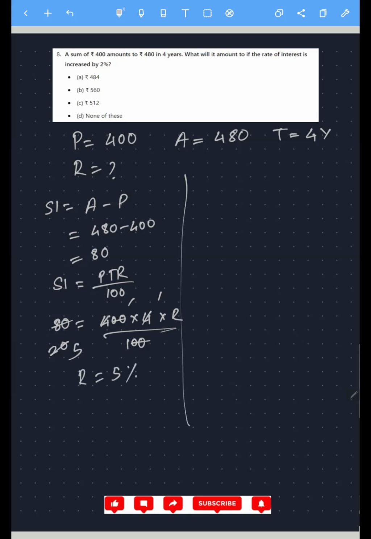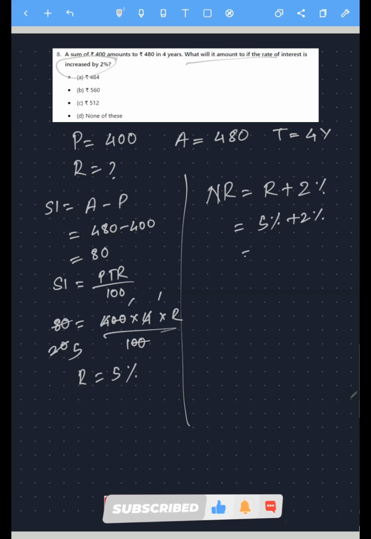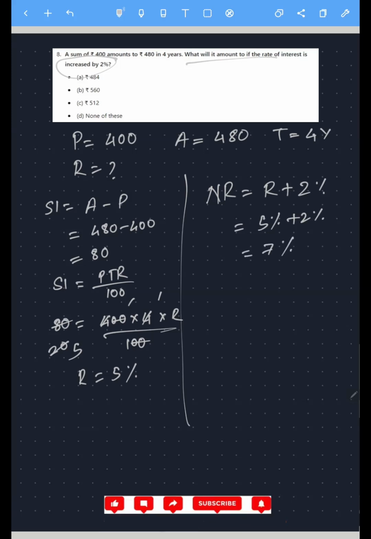This problem doesn't get over here. He's telling us to find out what will be the amount if the rate of interest increases by 2%. Okay, so we have to find out the new rate first. New rate is nothing but old rate plus 2%, that is 5% plus 2%, which is equal to 7%. Amazing. Now we also have to find out the simple interest at the new rate. So the simple interest is nothing but 400, the same principal, the same time, but the new interest rate, that is 7% instead of 5% divided by 100.